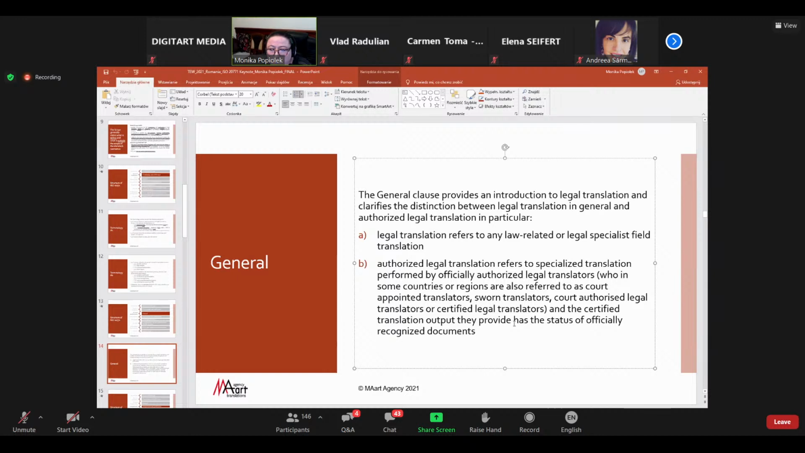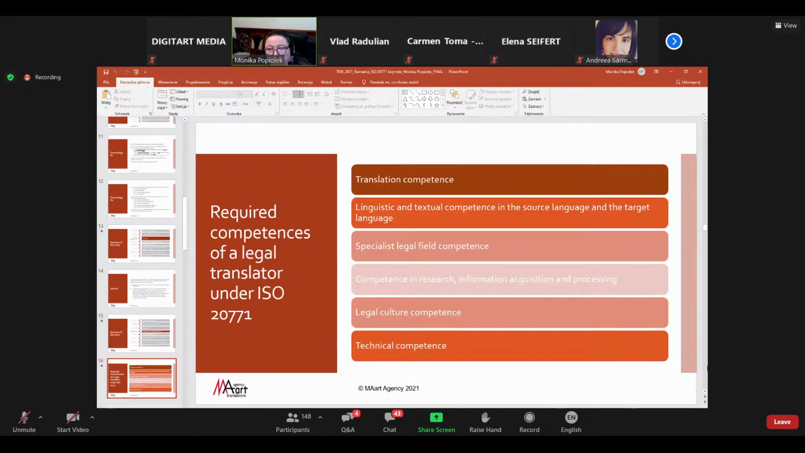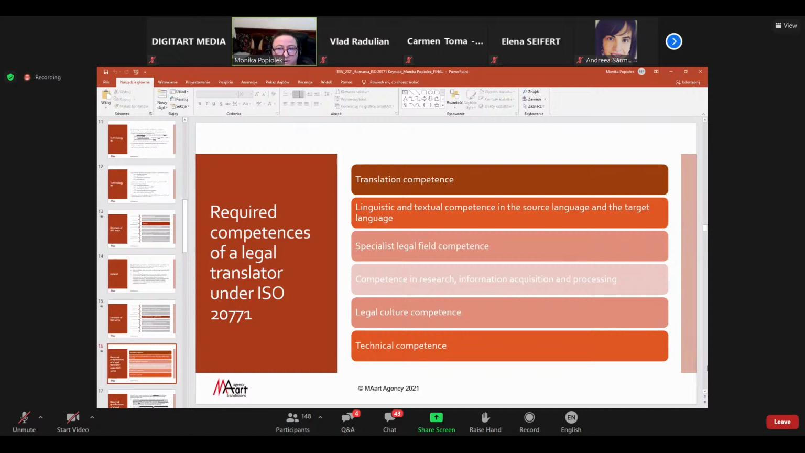And basically what happens here, we stated that those certified translations, here it says output, I can't remember whether we actually said output or documents, but basically we said that those are documents performed by or produced by authorized legal translators that have the status of officially recognized documents. And the next very important section is the competency section.